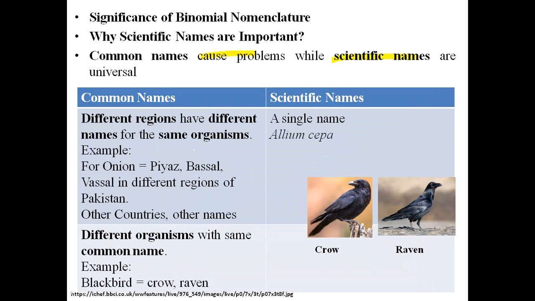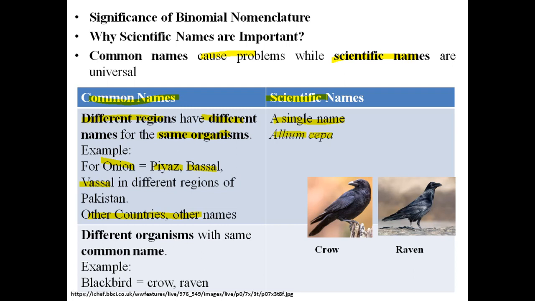So here is the explanation of the problems with common names and why the scientific name is used. One point is that different regions have different names for the same organism. For onion, there are four names in different regions of Pakistan: Pyaz, Basal, Wasal, and sometimes Ganda is also used. Other countries definitely have other names for the same onion. While for botanical use, a single name is universally accepted, that is Allium cepa.